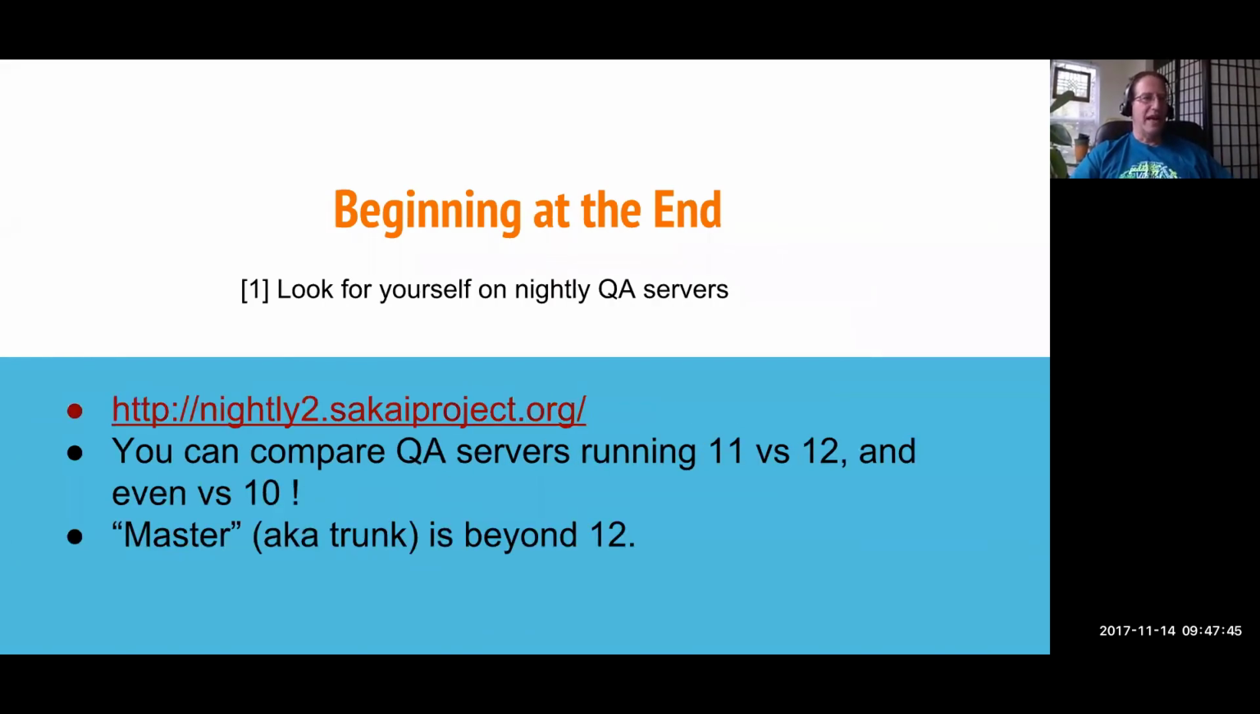Here on this slide, I have the link: nightly2.sakaiproject.org is where our nightly servers are, and you can see 11 versus 12 and even versus 10. There's also something called trunk master, which is also known as 13, which is going to be the next version of Sakai eventually. So you could even look at what the differences are so far between that and 12. Right now, between 12 and 13, there's not that much difference, but over time there will be. I just thought that would be a good place to start, where you have a little bit of self-service and everything's out in the open, which is what Sakai is about.